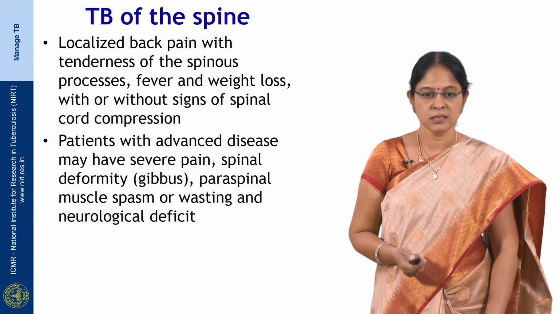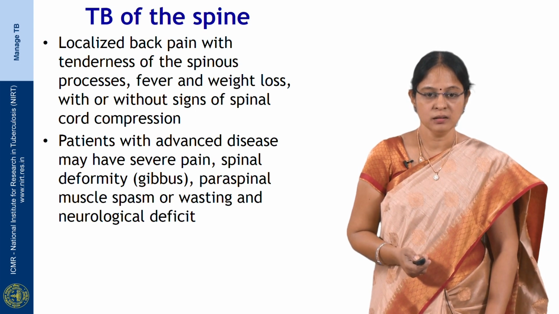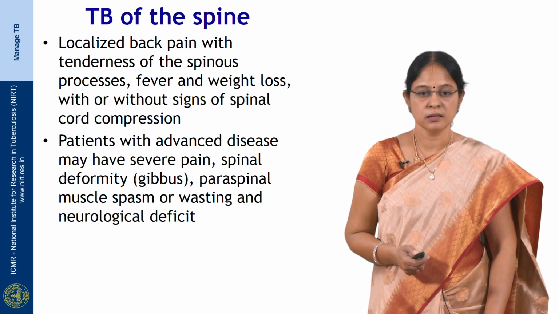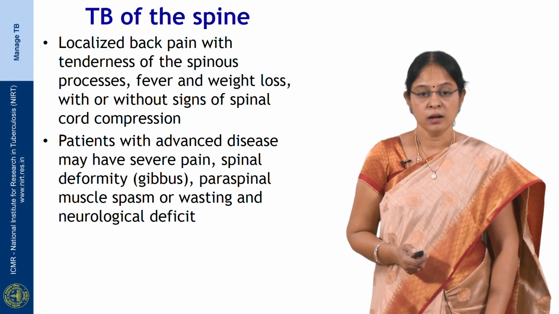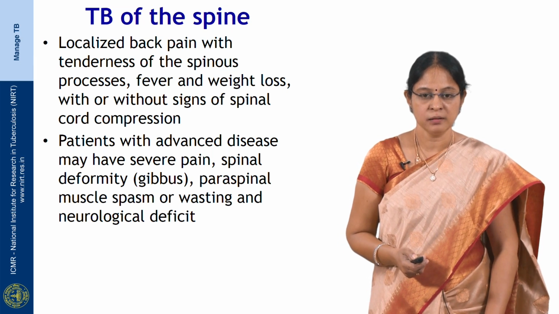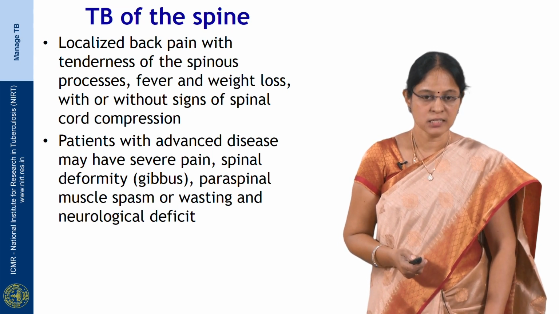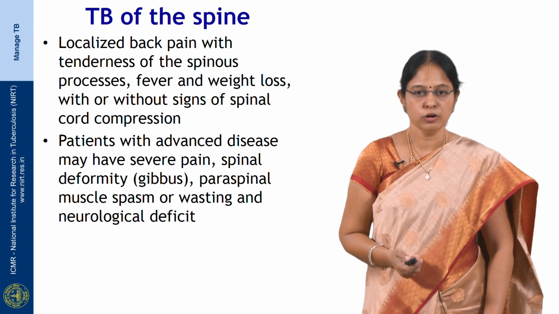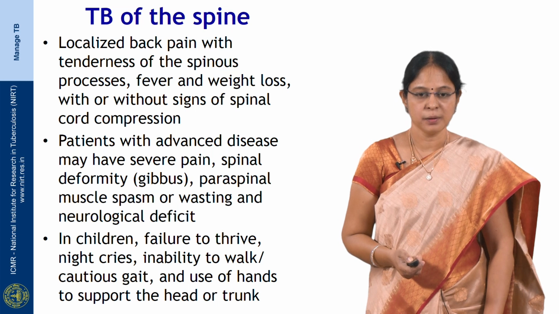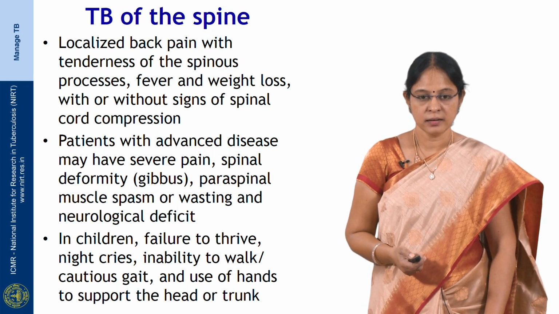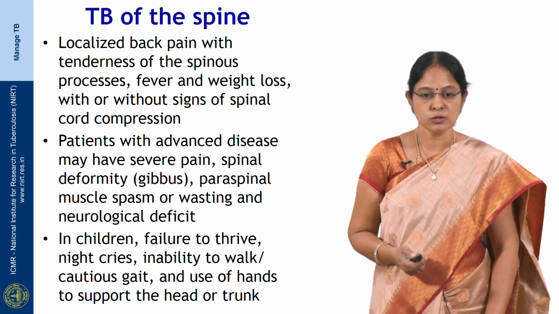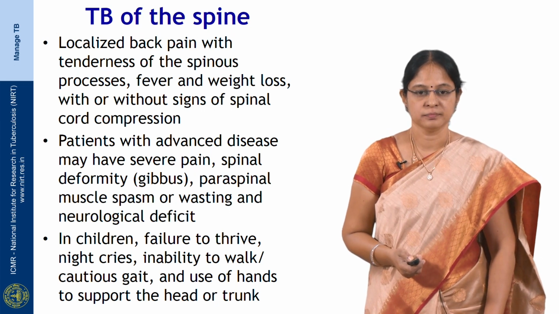Patients with advanced disease may have severe pain, spinal deformity such as gibbus, where there is flexion deformity, most common in the lower thoracic and upper lumbar area, paraspinal muscle spasm or wasting and neurological deficit. In children, the presenting symptoms may be failure to thrive, night cries, inability to walk or cautious gait, and use of hands to support the head or trunk.